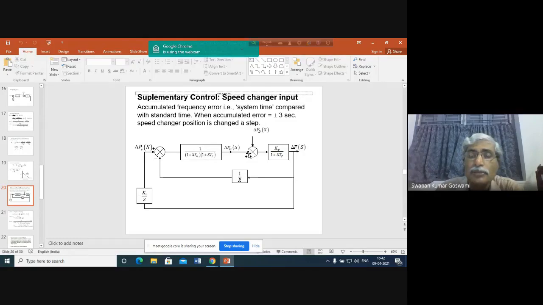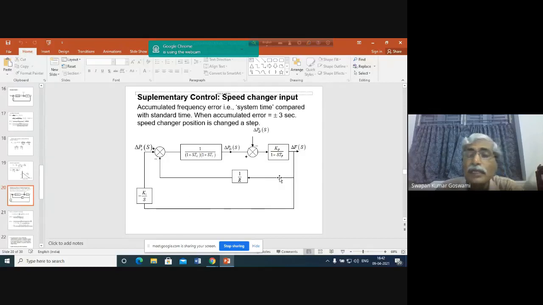This is the power output of the turbine. Then this is the change in demand. This is the power system including the generator and load. This is the governor regulation, and this much was there. Del PCS was there, but we have not given any input to del PCS.